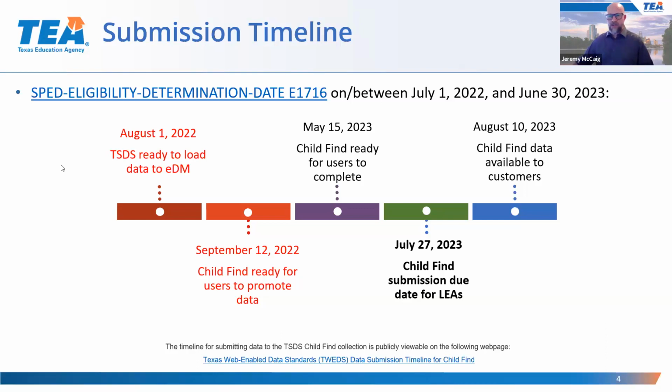And Zane, you can chime in here, correct me if I'm wrong. I believe that is that last business Thursday of the month of July is typically how that rule applies. And so then our data will be available to customers on August 10th as we close out the cycle.